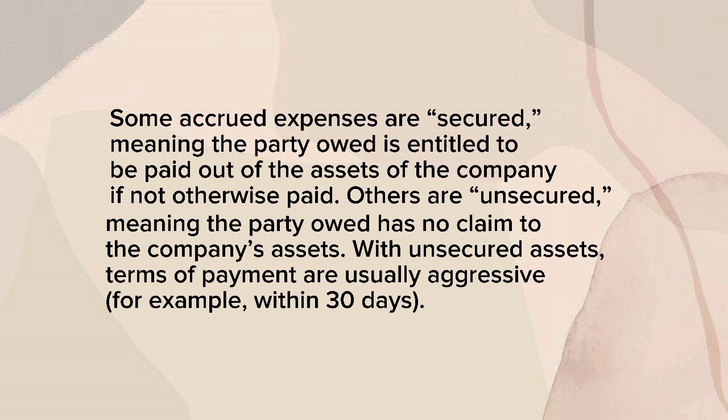Some accrued expenses are secured, meaning the party owed is entitled to be paid out of the assets of the company if not otherwise paid. Others are unsecured, meaning the party owed has no claim to the company's assets. With unsecured assets, terms of payments are usually aggressive, for example, within 30 days.